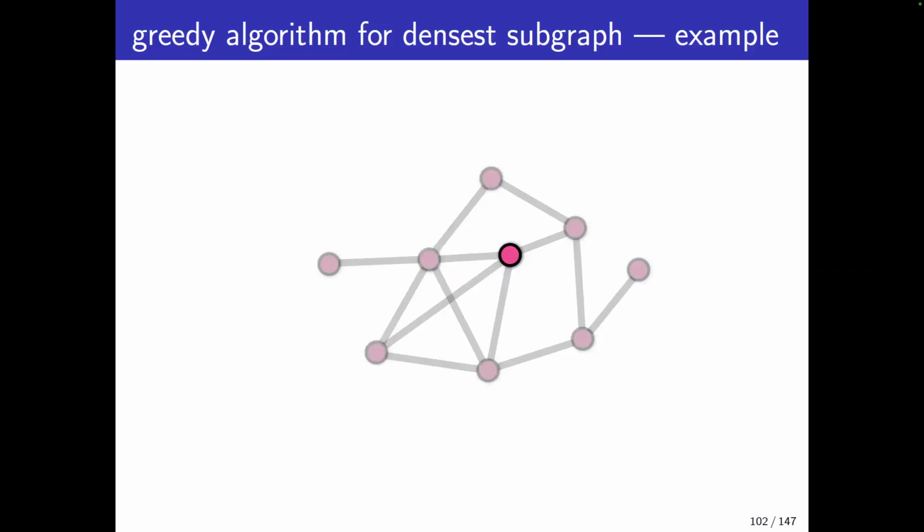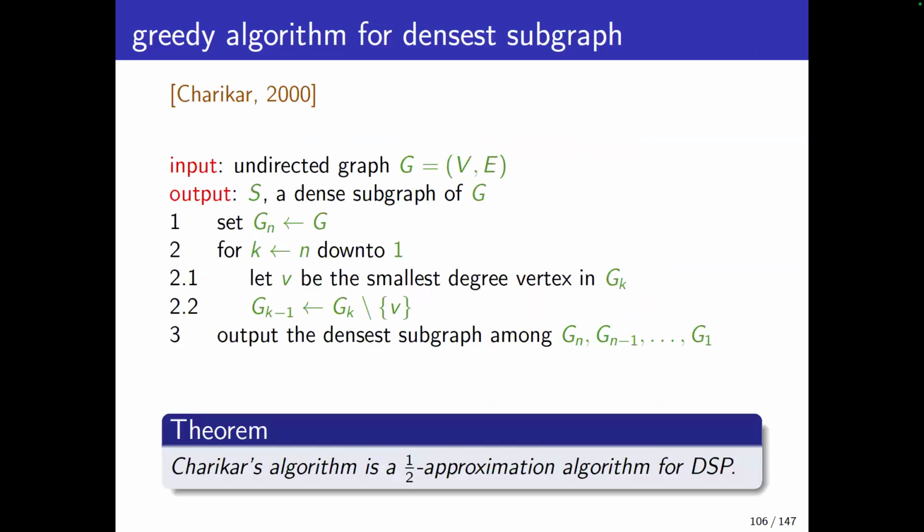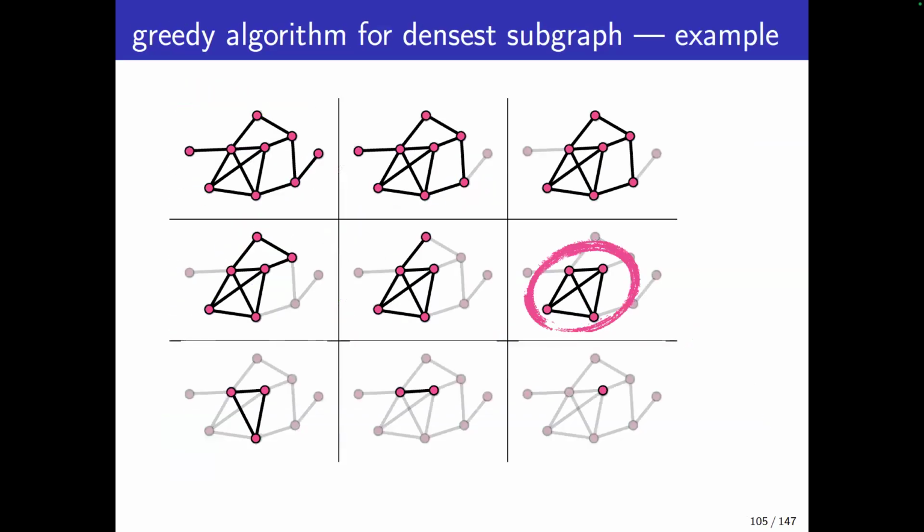And I create a sequence of graphs, right? I started from the full graph, and then I keep removing a node at a time. So I create a sequence of subgraphs, and among this sequence, I output the one that achieved the highest density. And the claim is that this density is always at least half of the optimal density. So this is an approximation algorithm. It's another type of technique and tool we use.